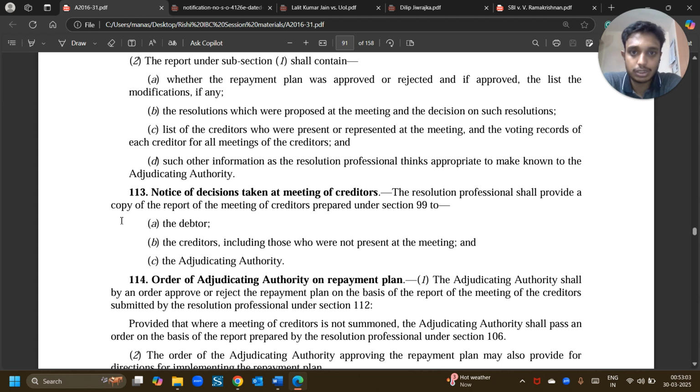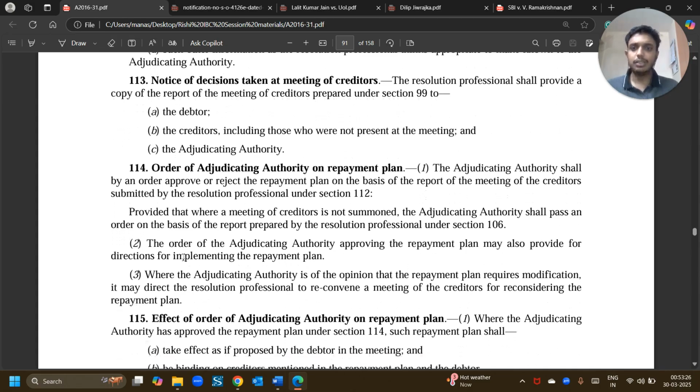A. Whether the plan was approved or rejected, and if approved, a list of modifications if there were any modifications made. B. Resolutions which were proposed at the meeting and the decision on the resolutions. C. List of creditors who were present or represented, voting records of each creditor, etc. And D. Such other information which the RP thinks appropriate, that the NCLT will have to know.